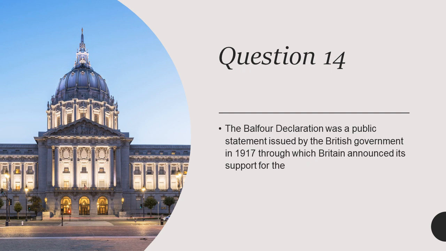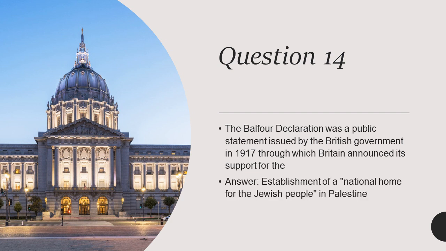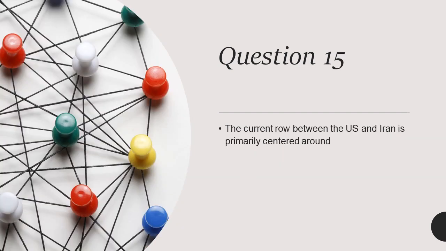The Balfour Declaration was a public statement issued by the British government in 1917 through which Britain announced its support for the establishment of a national home for the Jewish people in Palestine. The current row between the US and Iran is primarily centered around Iran's nuclear program.